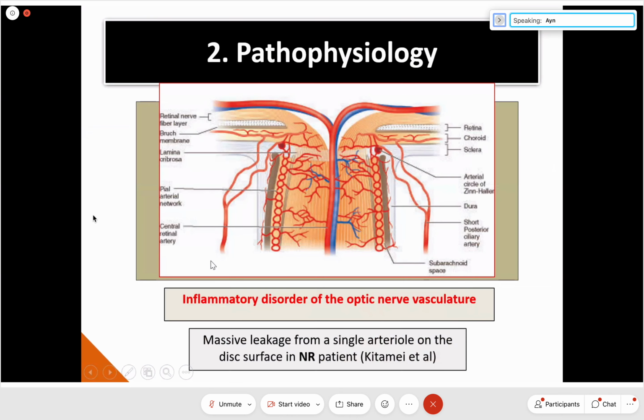So this is the pathophysiology of neuroretinitis. Actually, neuroretinitis is an inflammatory disorder of optic nerve vasculature, right? Mainly at the prelamina or optic nerve head. In previous studies, they showed that from the FFA and ICG, actually there will be a massive leakage even if only single arteriole is involved.